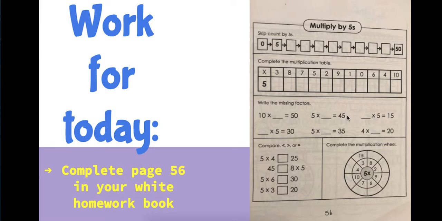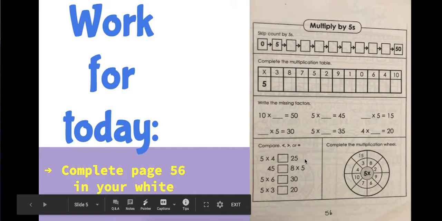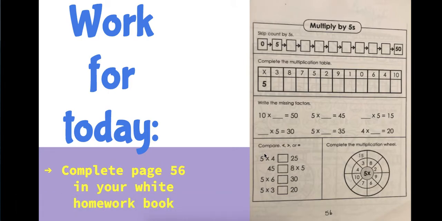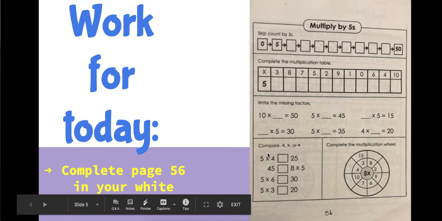And now for the crocky signs, boys and girls, you need to work out the sum first and then see which side is bigger. So 5 times 4, how much is 5 times 4? It is 20. So now which side is bigger, 20 or 25? 25. So we're going to put our crocky sign facing the 25. So remember, first work out your sum, then fill in the crocky sign.